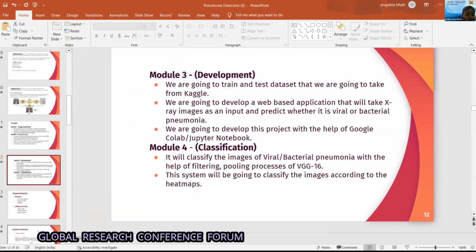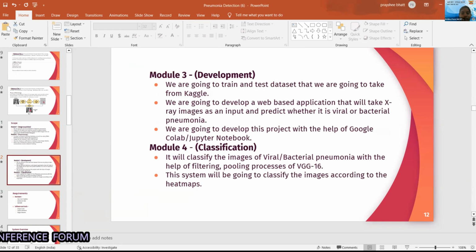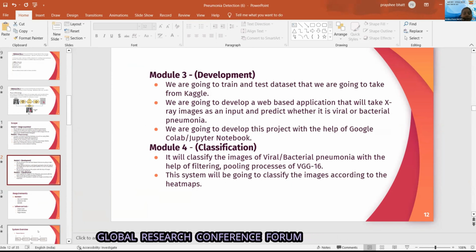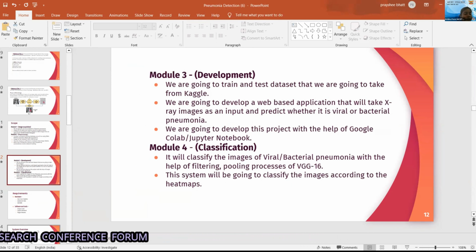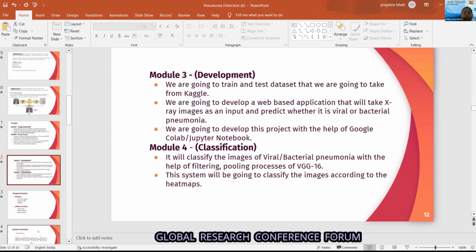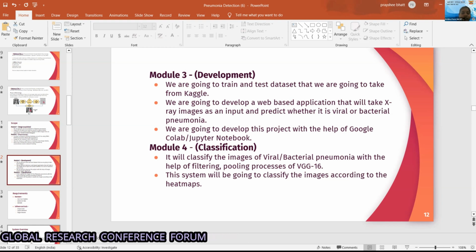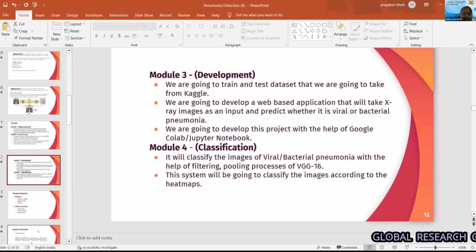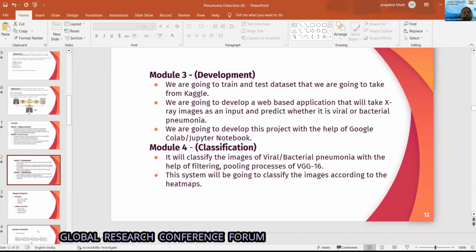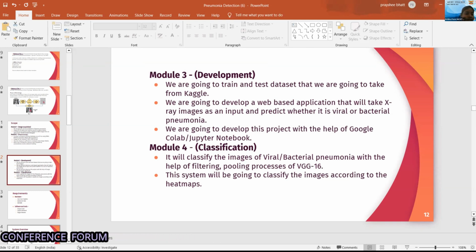Module 3 is development. We are going to train and test the dataset which we downloaded from Kaggle, and we are going to develop the project with the help of Colab or Jupyter Notebook. Module 4 is classification, in which we classify images of viral and bacterial pneumonia with the help of the filtering and pooling process of the VGG16 model. In this system, we will classify the image according to heat maps.